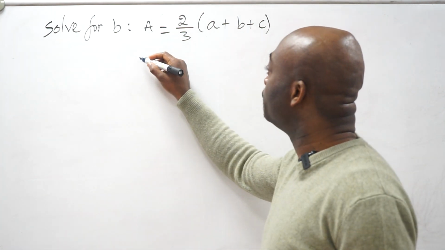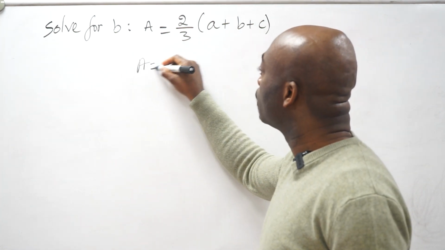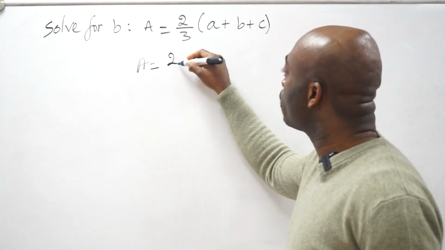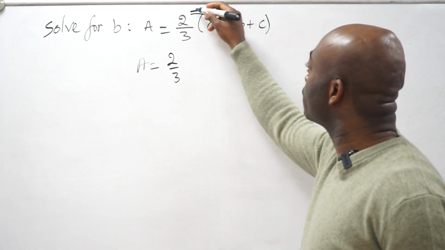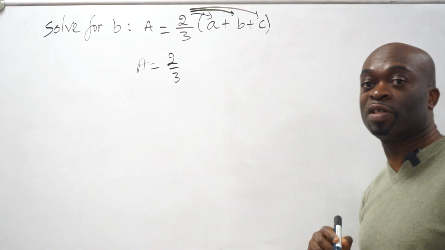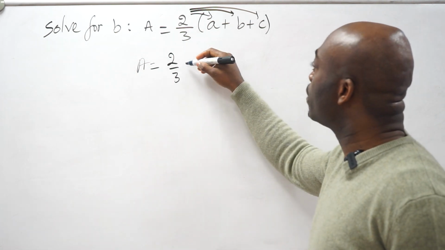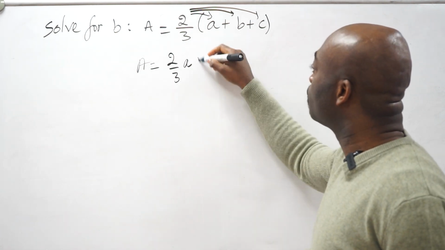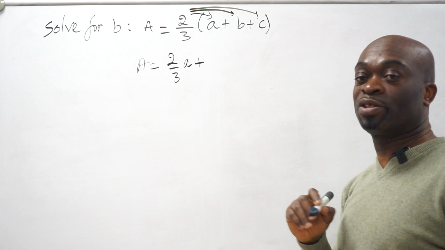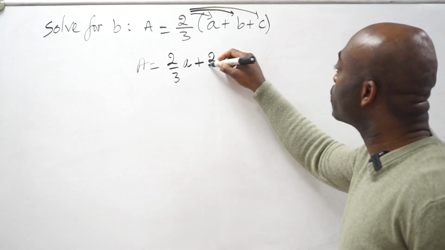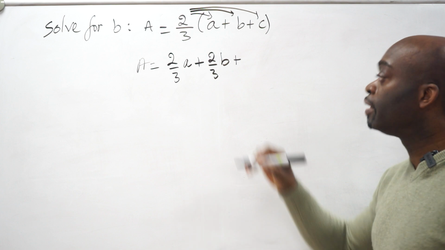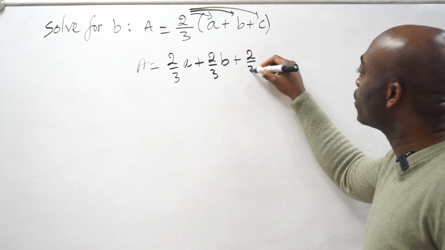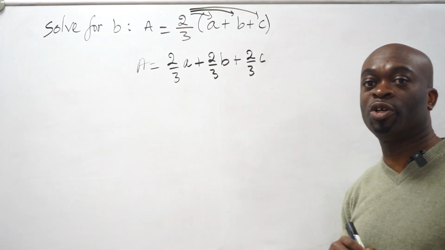So we have A here, which is equal to then 2/3. Then we multiply 2/3 all across, right? So 2/3 is multiplying a, which is going to give us 2/3 of a, plus 2/3 times b is going to give us what? It's going to give us 2/3 b, plus 2/3 times c is just going to give us 2/3 c. We good?